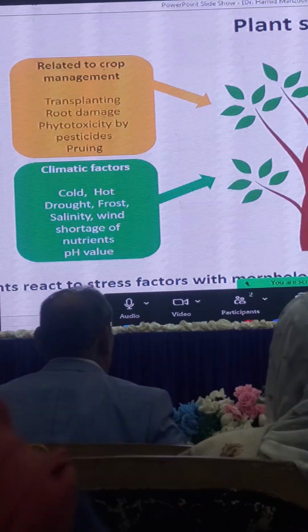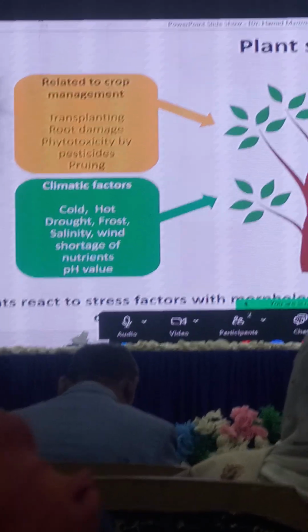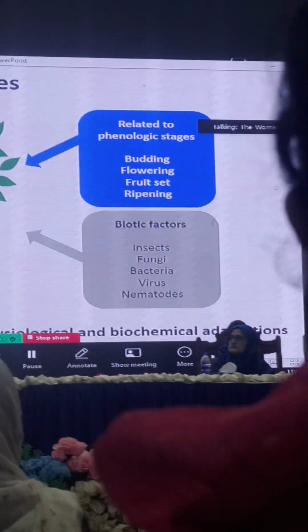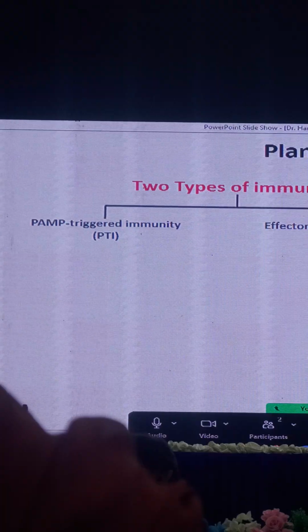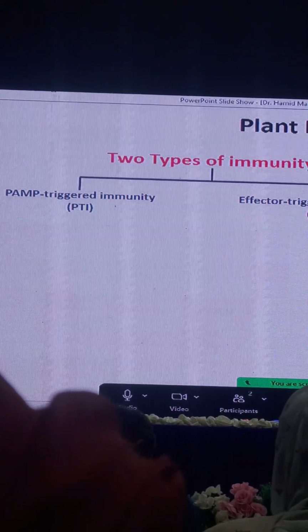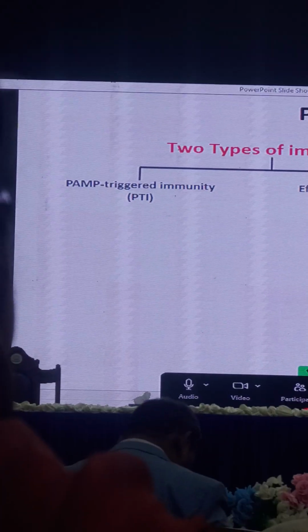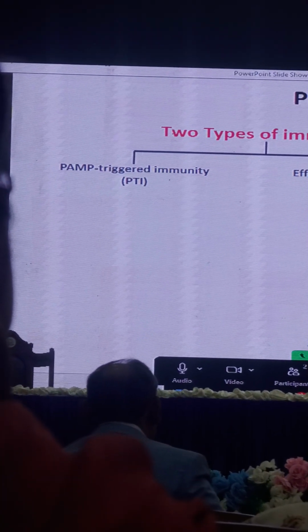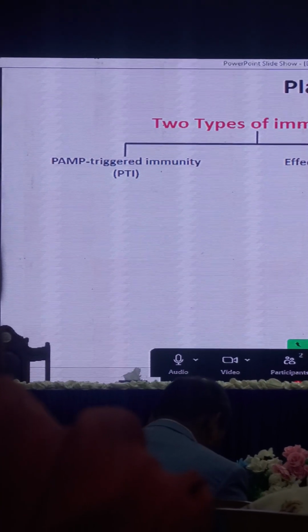Plants have developed strategies in which they have made certain morphological, physiological, biochemical modifications and of immunity. The first one is known as PTI, pattern-triggered immunity. And the other type is the effector-triggered immunity. What is effector-triggered immunity?